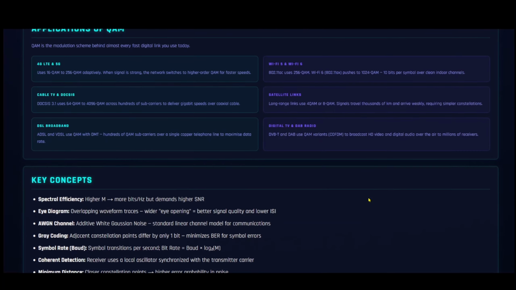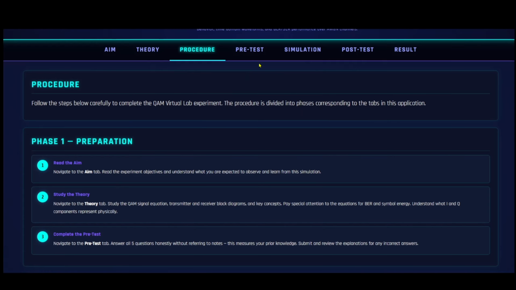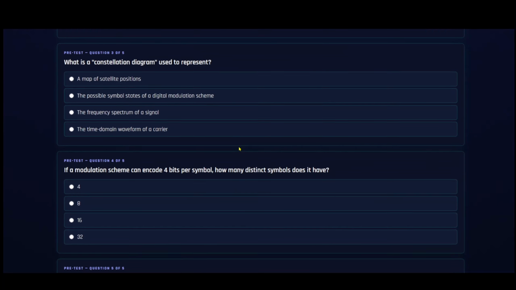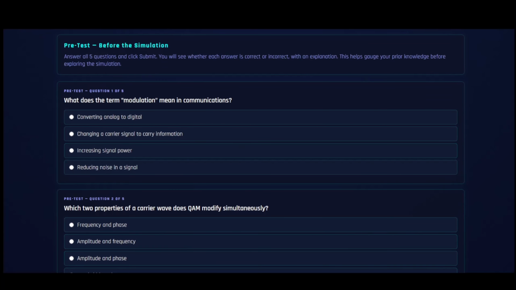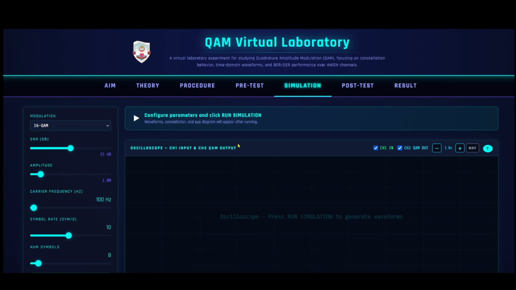This is the example for the constellation diagram, the applications of QAM, and key concepts included in QAM, like symbol rate, gray coding, and eye diagram, etc. Next to the pre-test tab. Here you will have a set of questions that checks our theoretical understanding before performing the experiment. And the next tab is simulation. This is the most important tab.